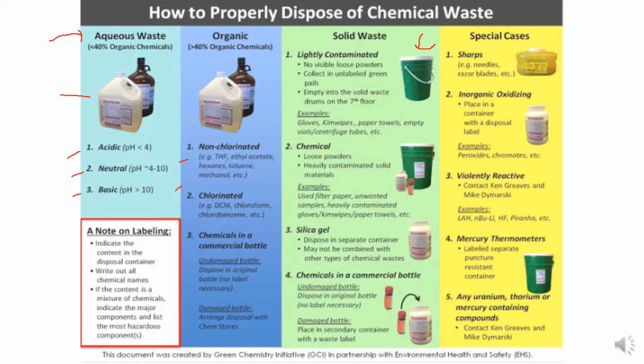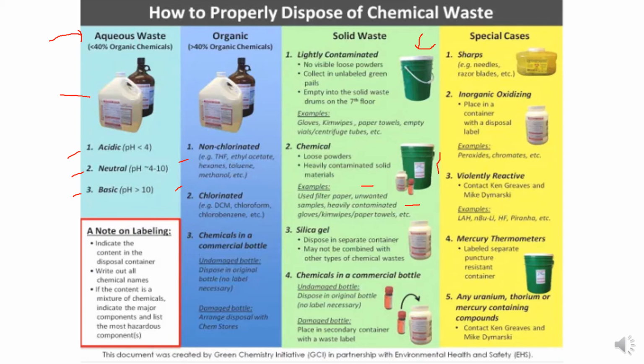And then there are solid chemical wastes. These have loose powders and heavily contaminated material. For example, paper and unwanted samples that are heavily contaminated. Silica gel is also a very dangerous chemical, and it is disposed of in a separate container, so it may not be combined with other types of chemicals, whether for spillage, storage, or disposal. These are the ones we are talking about above.